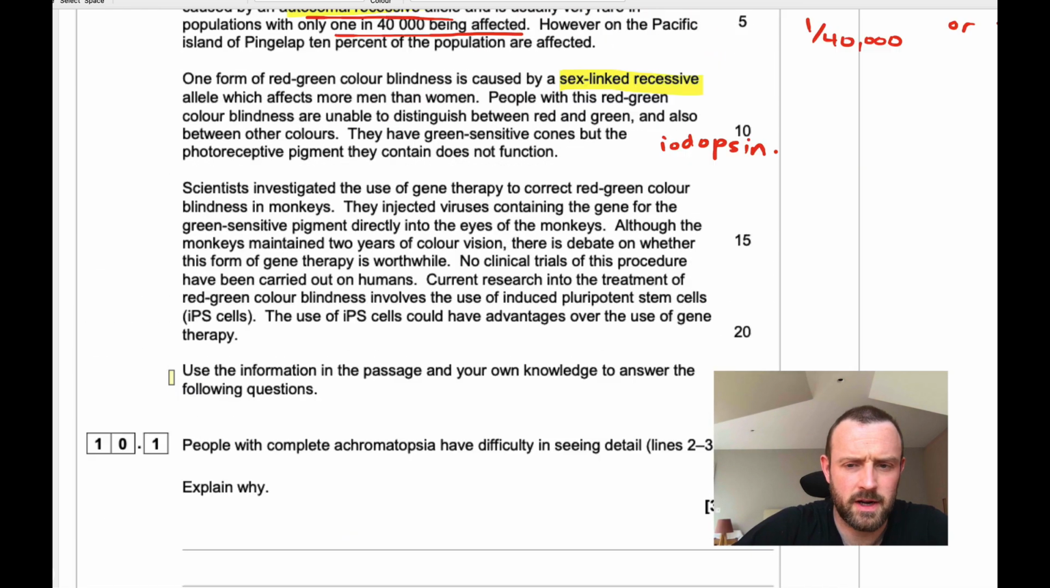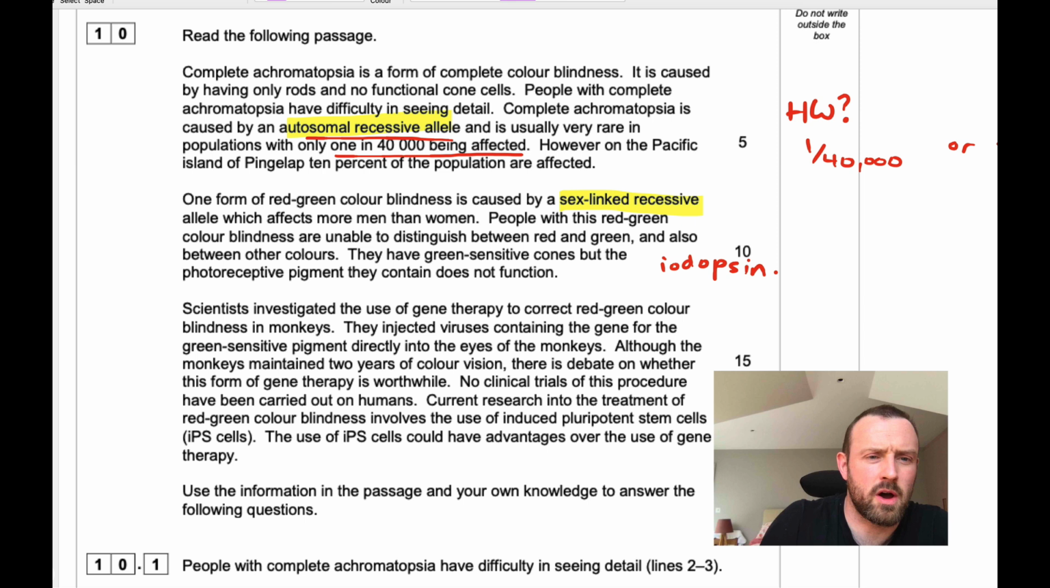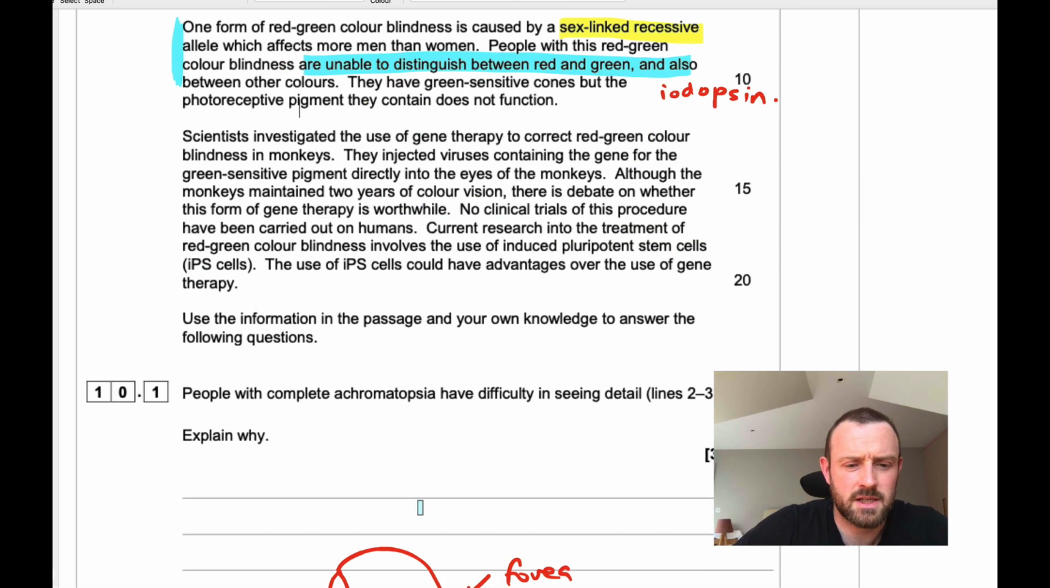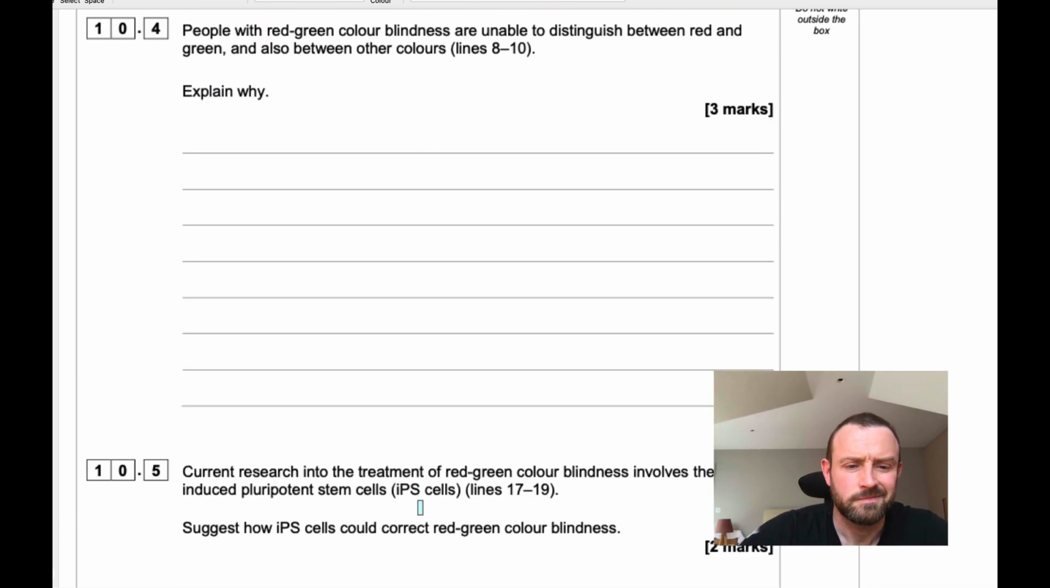So let's go back. I forgot to highlight that it is worth going back and looking at the actual lines. 8, 9, 10. So we're in this region here. Unable to distinguish red and green. Also, they have green sensitive cones, but the pigment does not function. Okay, so let's keep going down.